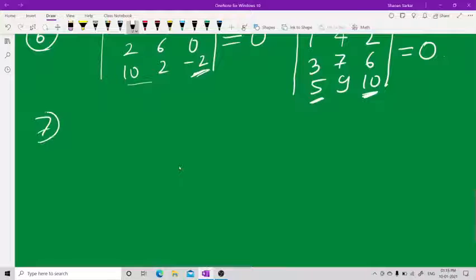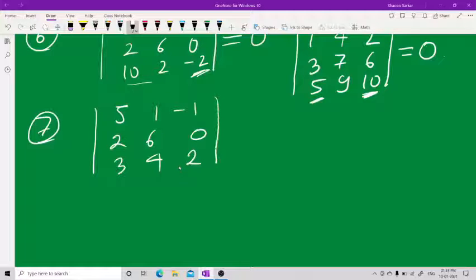Now for the seventh one, let us take this: 5 1 minus 1, 2 6 4 0 and 3 4 2. You got the determinant 66. What it is saying is, if I multiply the elements of this column with some number, say 2, and add with this column. I said it is for row or for column, so let me multiply this with 2. That means I am multiplying and adding here.